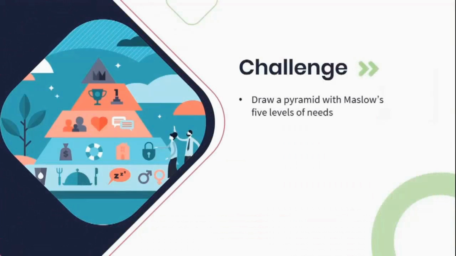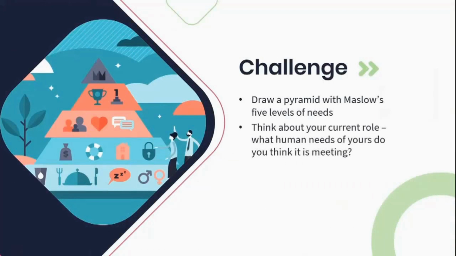Here's a challenge for you. I want you to draw a pyramid with Maslow's 5 levels of needs, and then I want you to think about your current role. What human needs of yours do you think it's meeting? And is that need what's motivating you to go on and perform in your job?